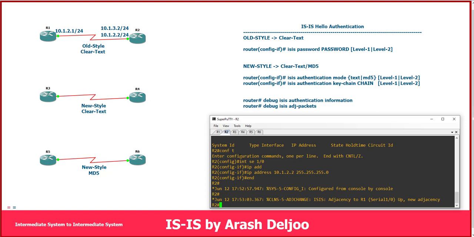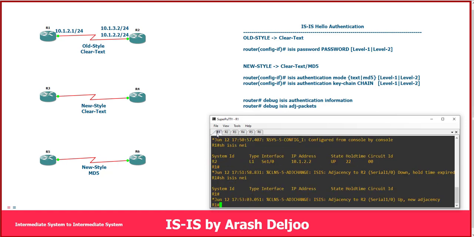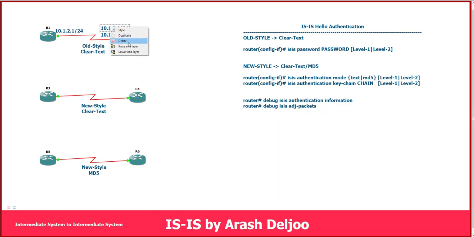IS adjacency to R1 serial 1/0 now has up status. Show isis neighbors. Also in router 1, show isis neighbors. Yes, everything is okay now. This is the next thing that we learn about the neighborship.